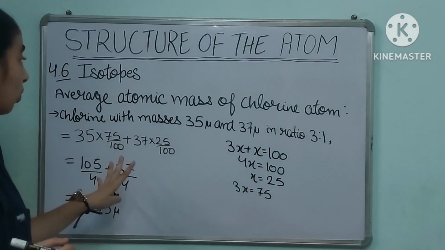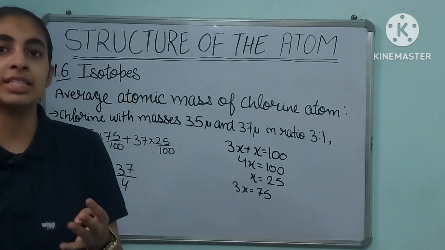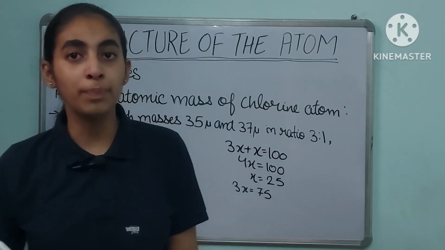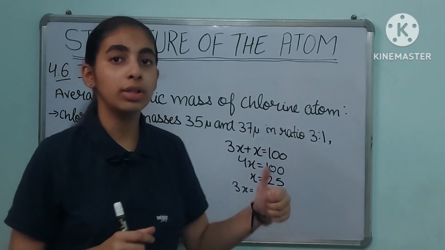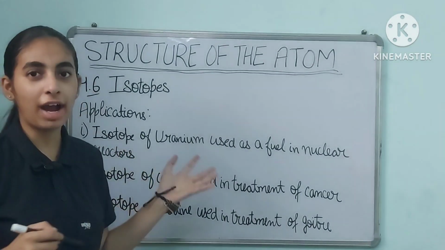So this is a way to calculate the average atomic mass of not only chlorine, but any other atom which has two or more isotopes, when you have to calculate the average mass. So with this help we can calculate. Now these are some of the applications of isotopes.